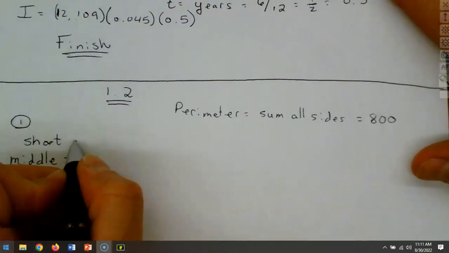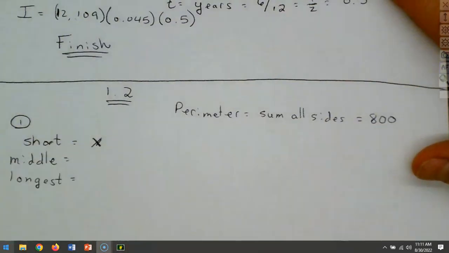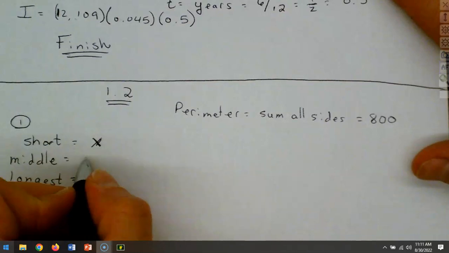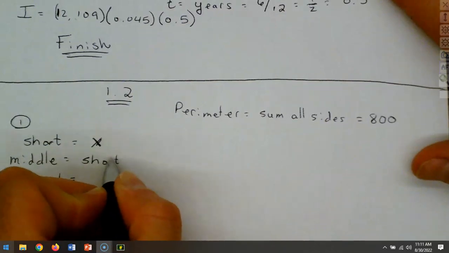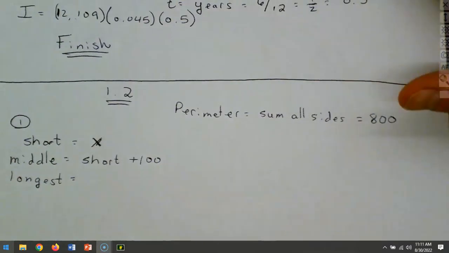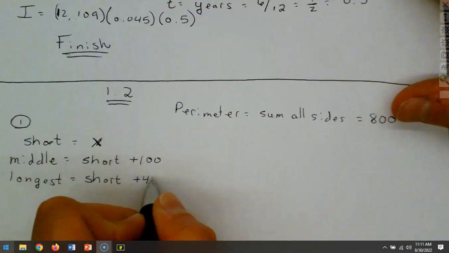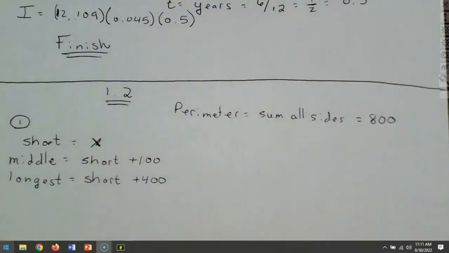So the short side, we don't know. That's unknown, so that's going to be the variable x. The middle side is going to be the short side plus 100, because that's our first one. And then the longest side is the short side plus 400, right? Because we've got a short side, we've got another one that's 100 feet longer, and we've got the last one that is 400 feet longer.